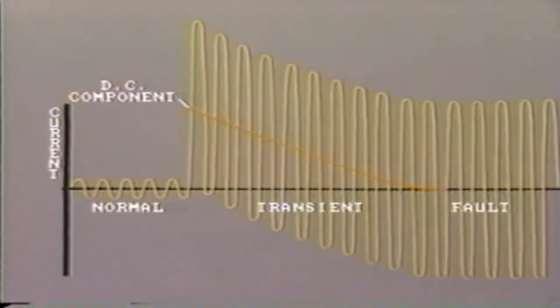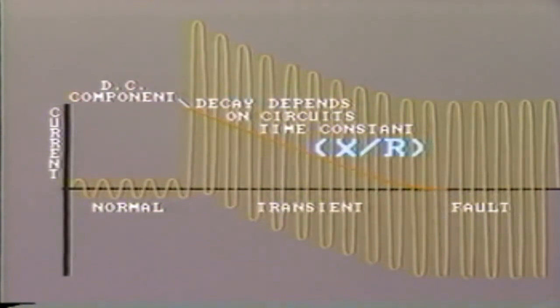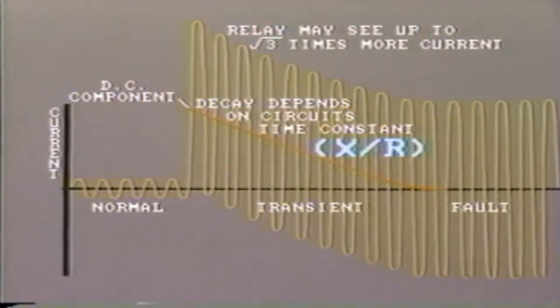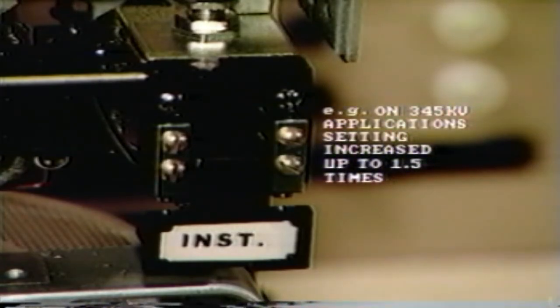Setting of the instantaneous relay is complicated by the high transient current which exists at fault inception and is determined by the system's X/R ratio. At the instant the fault occurs, the relay may see up to the square root of 3 times more current. In practice, the relay setting is increased so that the relay's instantaneous unit will not overreach its intended set point. For example, on 345 kV applications, the setting is increased by up to 1.5 times.